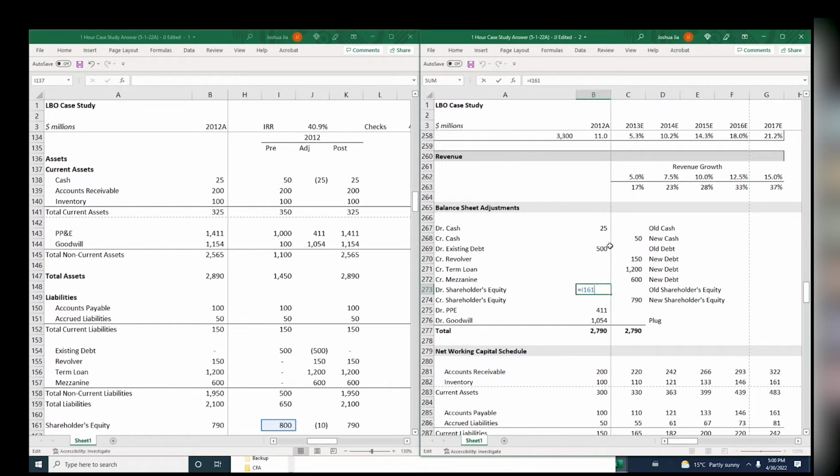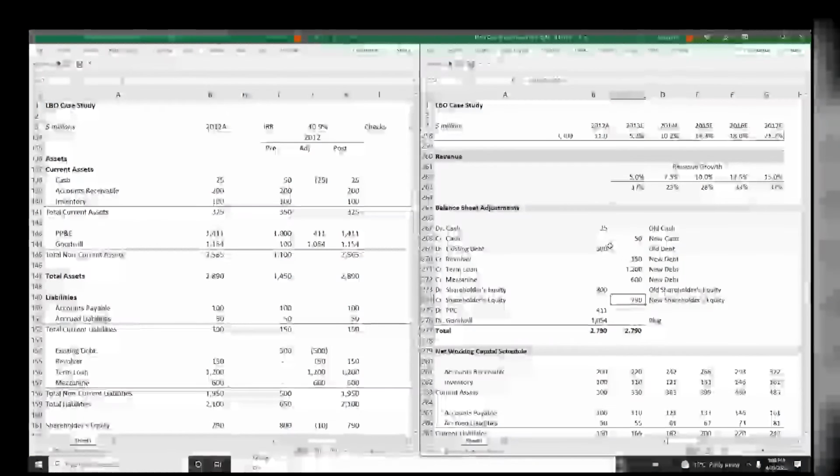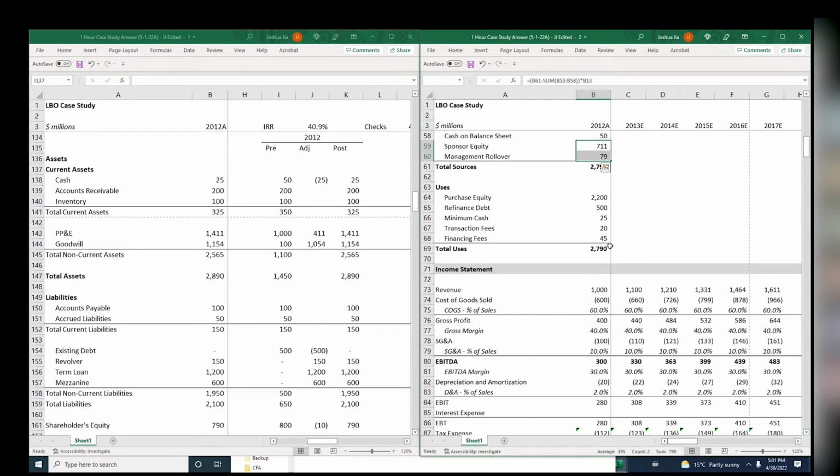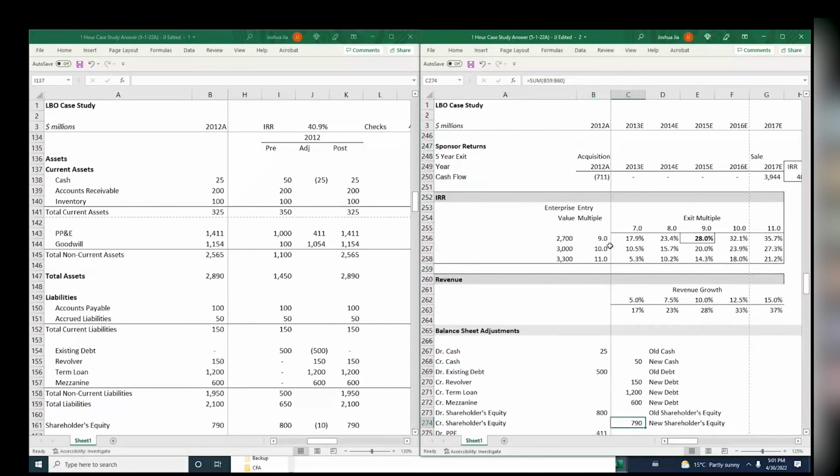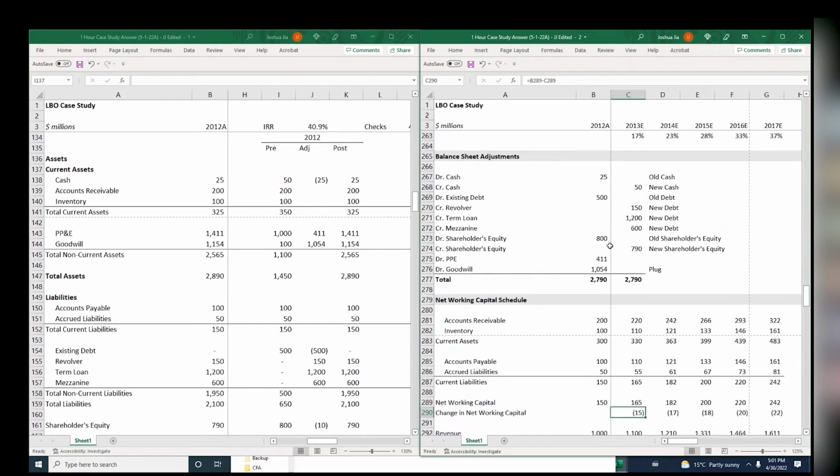This is just what was on the book before, and now this is the new shareholders' equity, which is a sum of the money from the sources and uses, the sponsor plus whatever the management's putting in. By the way, management almost always puts something in because you want management to be incentivized. Otherwise, they could just leave and you'd be screwed. But if they leave, they have to sell it. Their shares are not going to vest.